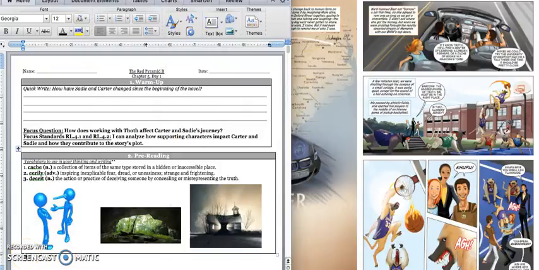Good afternoon, fourth grade. Today we're going to continue reading in our text, The Red Pyramid, and we're going to start with chapter 5. Before we get started, we have a quick write.